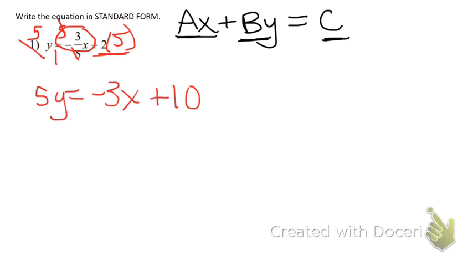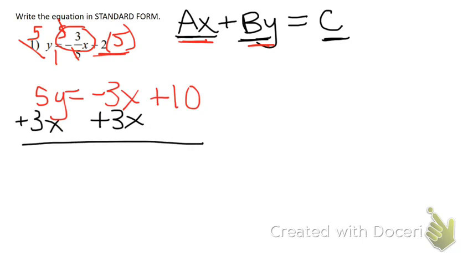All right, now we need to get the x term on the left next to the y term. Since this is a negative 3x, I'm going to add 3x to both sides. Now there is a shortcut. You can move things from left to right or right to left of the equal sign just by moving it over and changing the sign, and that's basically what we're doing.